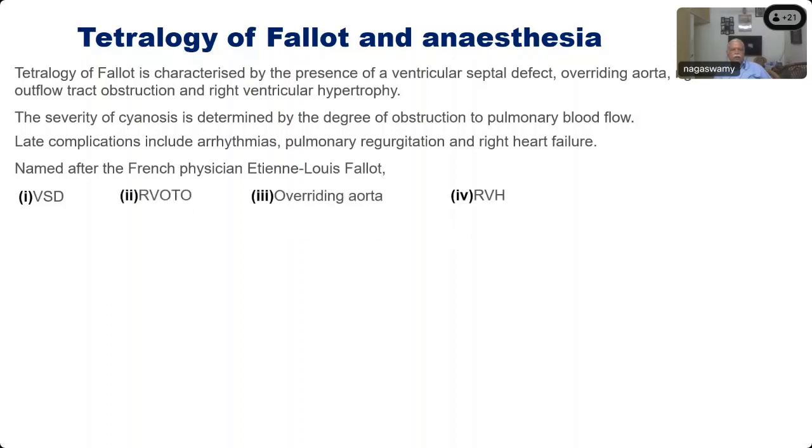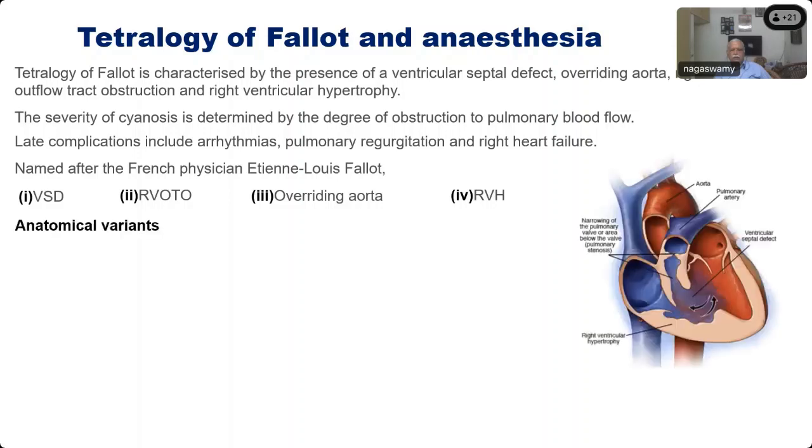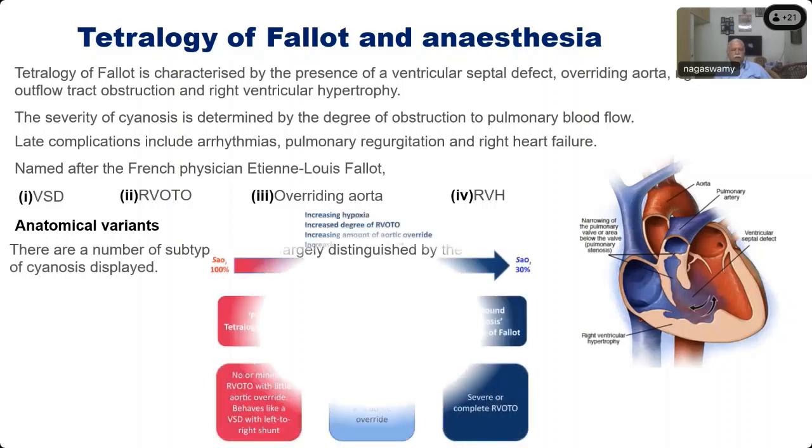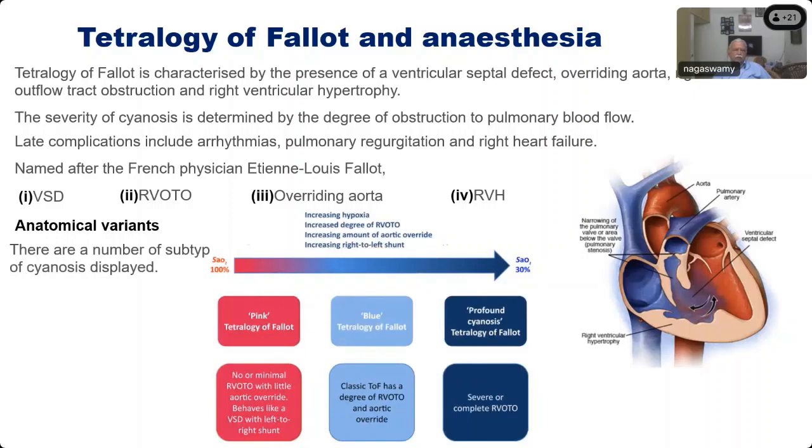These are the components. This is the picture to show that there are 4 or 5 variants of these components, and based on that variance the degree of cyanosis differs. Sometimes we may have no cyanosis at all, but all the defects may be there. Those patients are called pink Tets, or pink Tetralogy of Fallot.